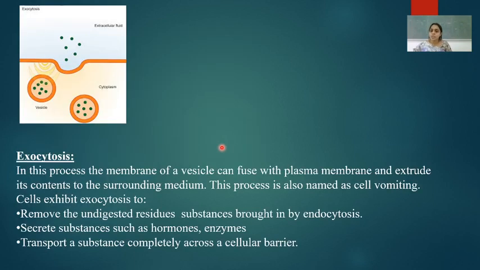And coming to exocytosis, it's the opposite of endocytosis. Endo, it is getting in. Exo, moving out. It's a process where the membrane of the vesicles fuses with the plasma membrane and extrudes its content to the surrounding media. This is also called cell vomiting. So what are the things removed from the cell? Undigested residues and substances like hormones, enzymes, and there's a transport of substances completely across the cellular barrier, so that you can transport across the cell.